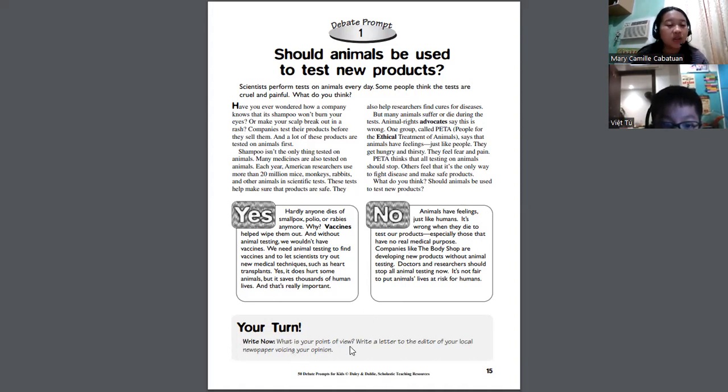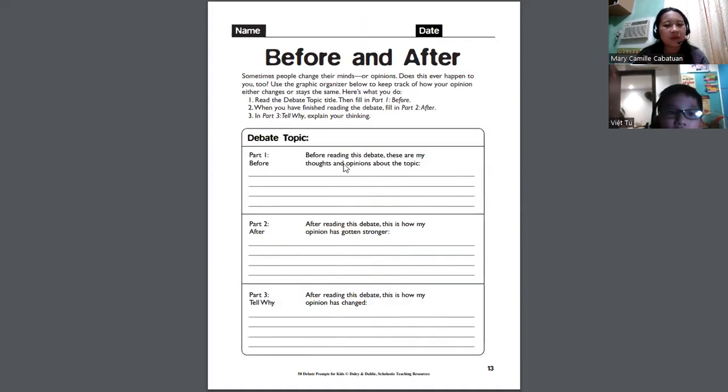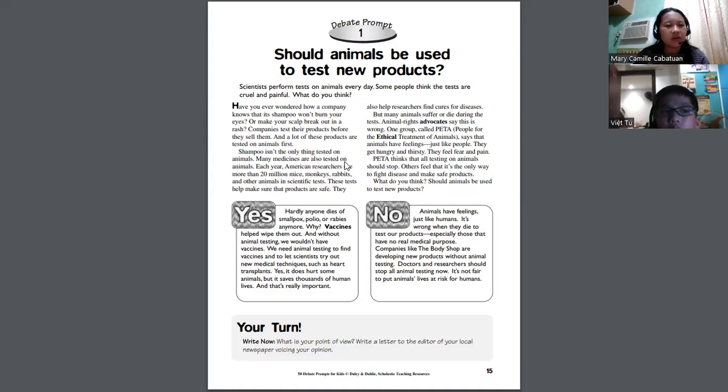What is your point of view in this issue, Viet? In my point of view, if we don't test, we don't know if it is safe or not. So we need to test to make sure the product is safe or not.